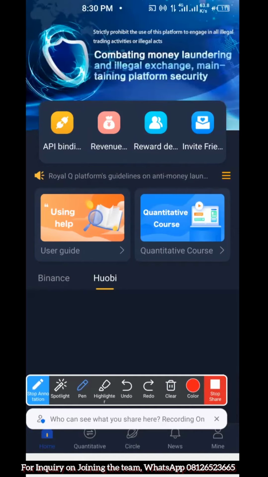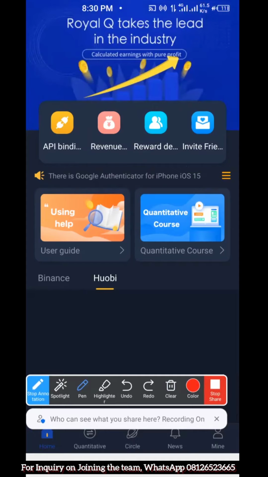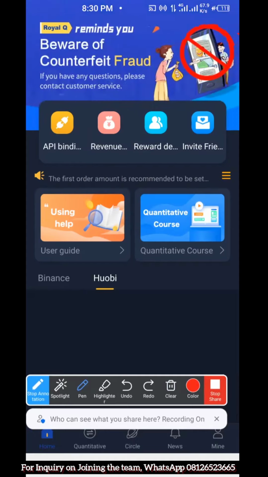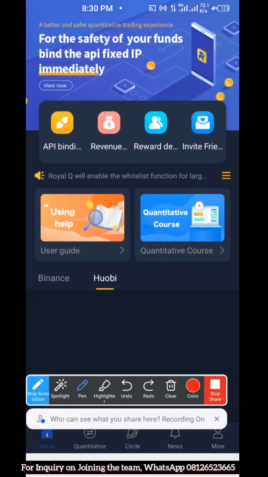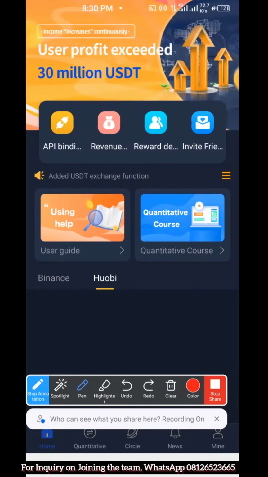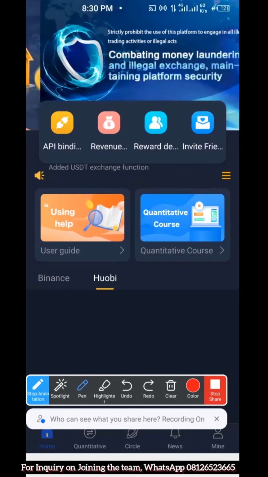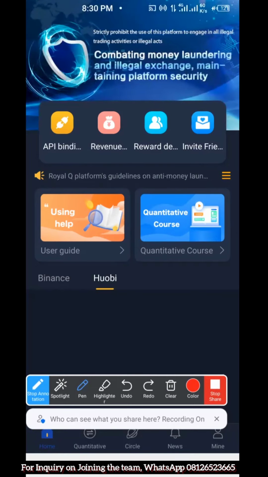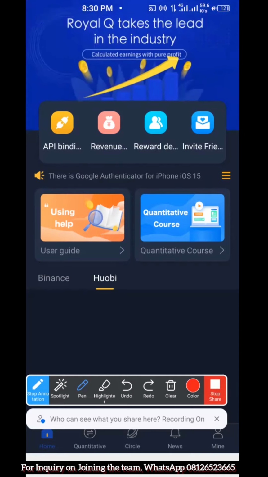Royal Q does not take your money. Royal Q only has permission to execute trades for you, meaning that Royal Q cannot withdraw from your Binance. Neither can Royal Q help you send money to somebody else. No, it does not work like that. Everything happens on Binance. The only thing Royal Q can do is to set up some specific times where it is going to buy some coins for you. Everything, all your coins must remain on Binance.